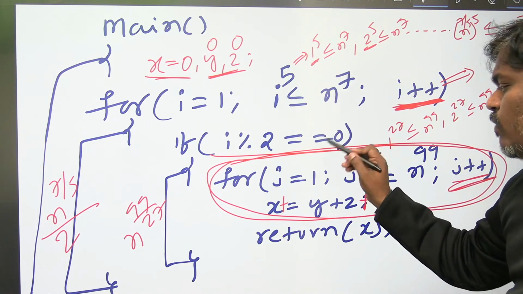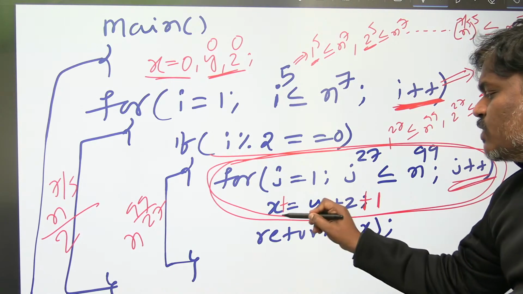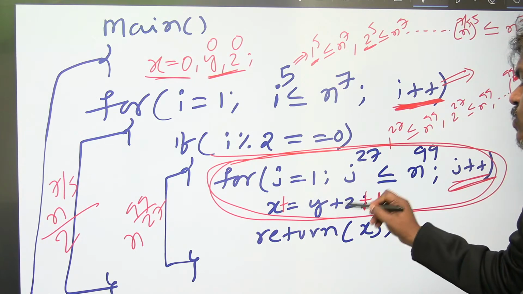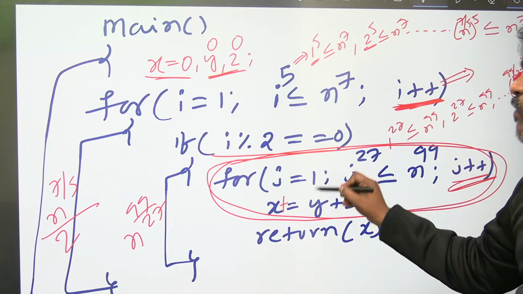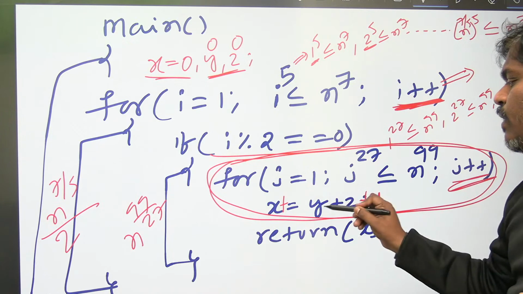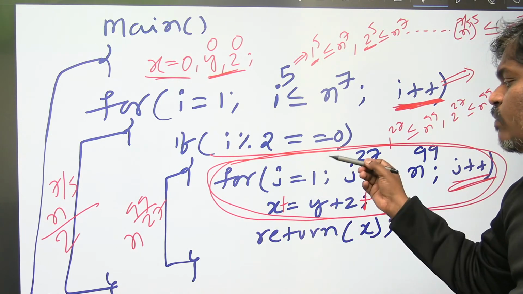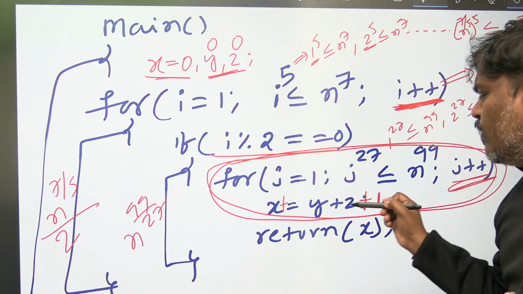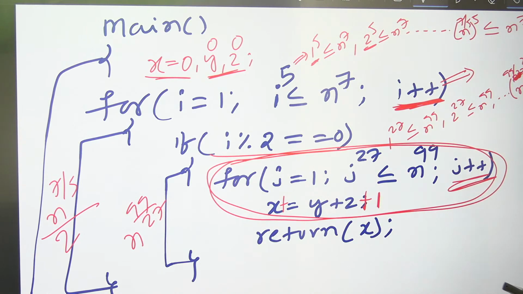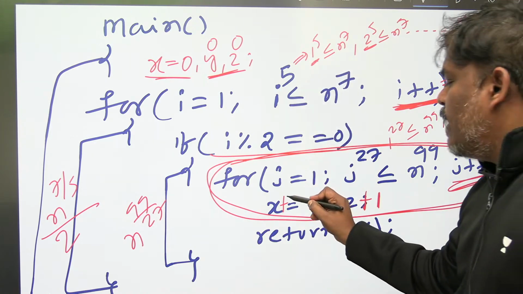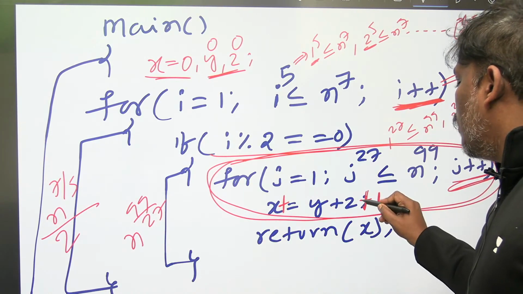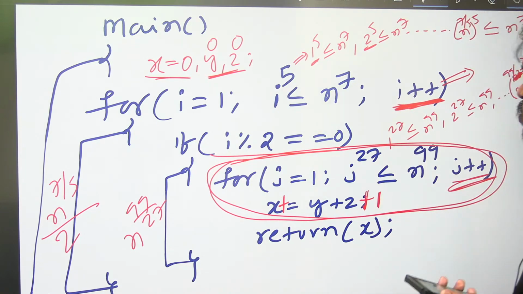Whenever this loop is going on, first time x is equal to x plus y plus z plus 1. What is the answer? 0 plus 0 plus 0 plus 1. First time, whenever this j loop is running, the x value becomes 1. Next time the x value becomes 2, next 3, and so on. Every time x is incrementing by 1, like this.